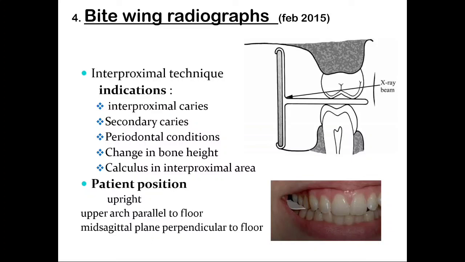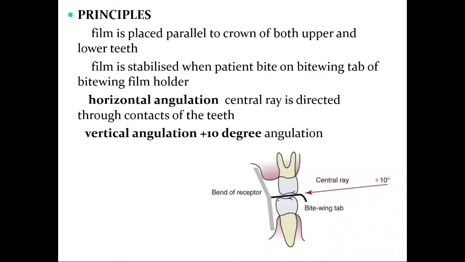And the patient position is such that the maxillary arch is parallel to the floor, and the mid-sagittal plane is perpendicular to the floor. And you can see here the bite wing is being placed with the bite tab, where the patient is asked to bite the bite tab over here, and the X-ray beam is directed in such a way that the vertical angulation for the molars exposure is plus 10 degrees, and for the premolars it's plus 5 degrees of angulation, and the horizontal angulation is directed through the contacts of the teeth.